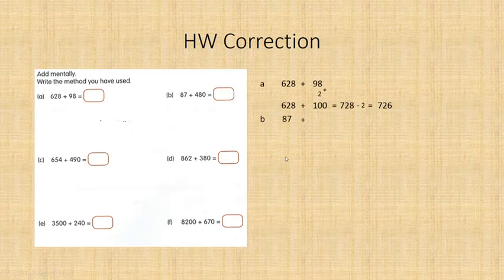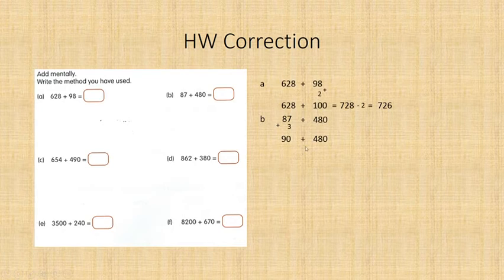87 plus 480. Guys, listen, to make it easier for you to add, I'm trying to make the number a multiple of 10, because multiples of 10 are easier for everybody to understand and easier to solve. What's the nearest thing here to change into a multiple of 10? Here, 480 is already a multiple of 10, and 87 is not, so let's change it. I would add 3 here to make it 90. So it's going to be 90 plus 480.